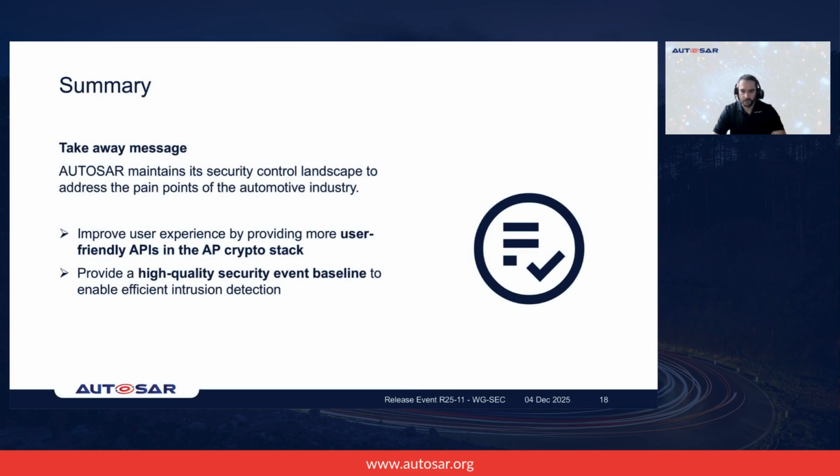Finally, let's summarize. I think AUTOSAR provides a wide variety of security controls that can help you in securing your ECU and your vehicle. And AUTOSAR also maintains its security control landscape and listens to the industry, listens to market feedback, and addresses these pain points. This is exemplified by the two topics that I've shown today, by the improvement of the adaptive AUTOSAR crypto API, focusing on application developer experience, and on providing efficient intrusion detection by providing a high-quality security event baseline.